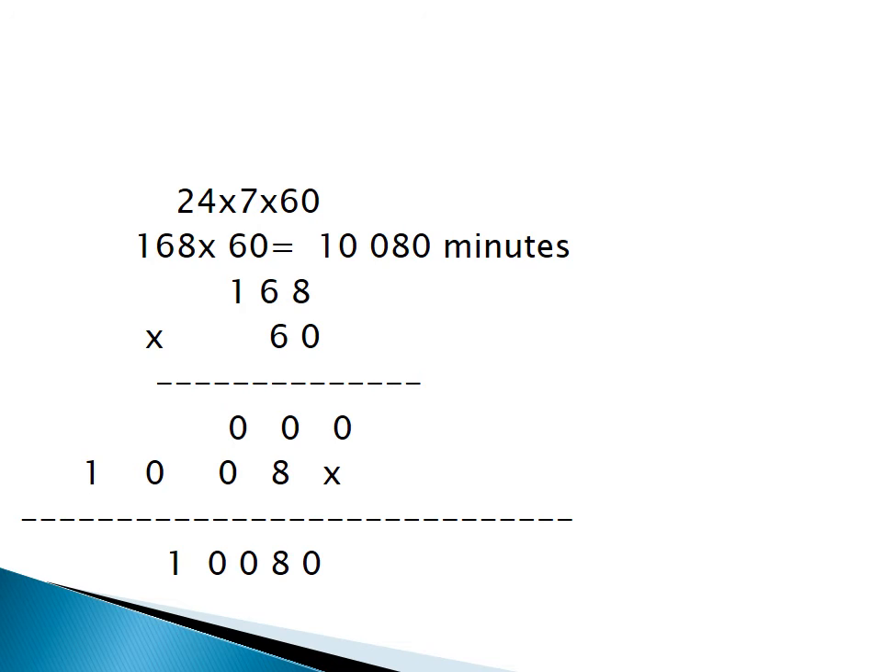168 multiplied by 60. 0 multiplied by 8 is 0. 0 multiplied by 6 is 0. 0 multiplied by 1 is 0. Put cross under the unit place number and start multiplying with the tens place number. Which one is the tens place number? 6 is the tens place number. 6 8s are 48, carry 4. 6 6s are 36 plus 4 is 40, carry 4. 6 1s are 6 plus 4 is 10. Let's add 0. 8 plus 0 is 8, 0, 0, 1. 10,080.